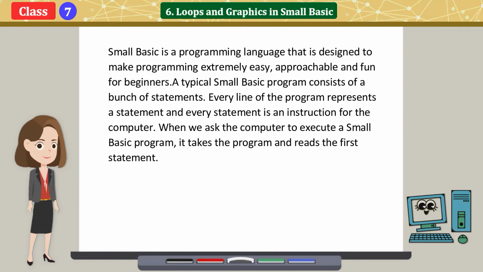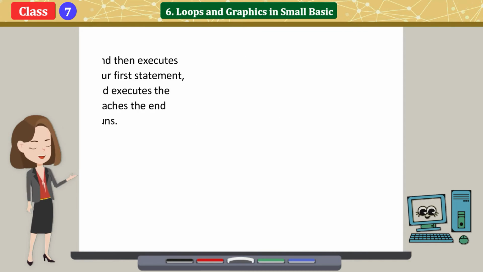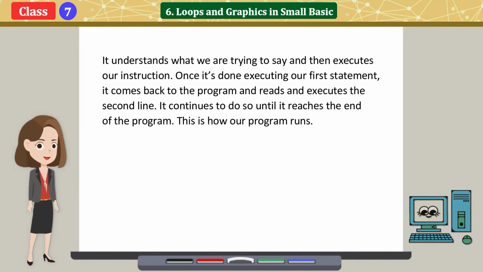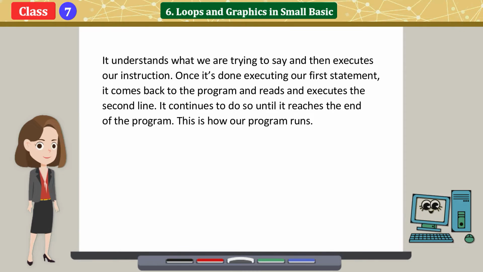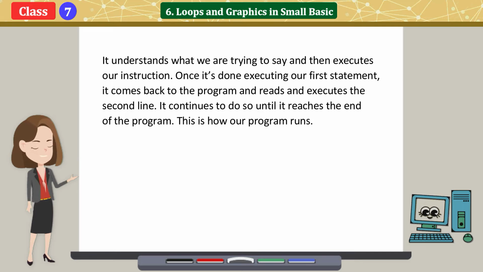When we ask the computer to execute a Small Basic program, it takes the program and reads the first statement. It understands what we are trying to say and then executes our instruction. Once it's done executing our first statement, it comes back to the program and reads and executes the second line. It continues to do so until it reaches the end of the program. This is how our program runs.